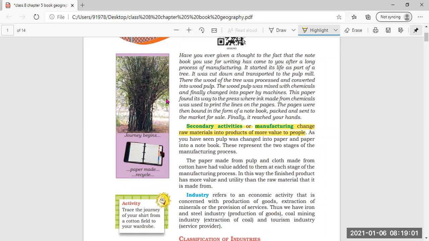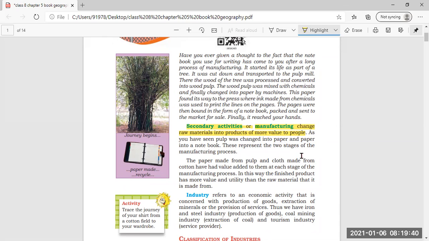Maybe the cutting of the tree will not be useful for you, is not needed by you, but after the processing, making pulp and using chemicals and all, the book, which is the final product, may be more valuable to you than the cutting of the tree, that is the wood pulp, or directly the trees, the barks of the trees and all.